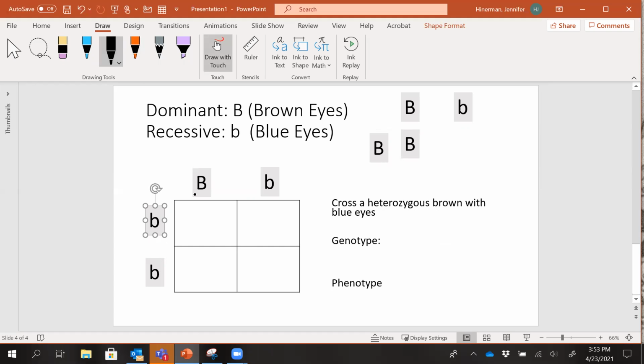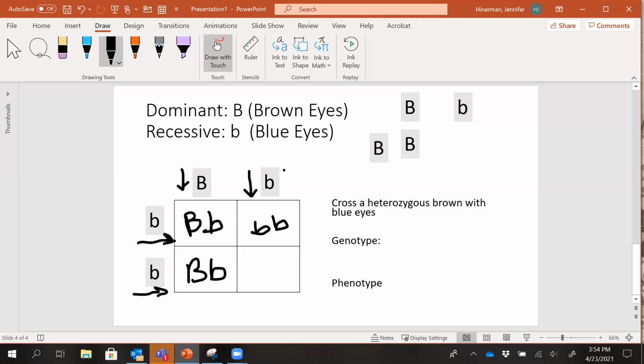Okay, so again, we're going to combine from the parent on top. So we get one from this parent and one from this parent. So we have our big B, little b. And then if it was this one that the parent gave with this one, so this one from dad with that one from mom, then we would have a little b, little b. If we got this one from dad, but this one from mom, it would be big B, little b. And if we got this one from dad and this one from mom, it'd be little b, little b.